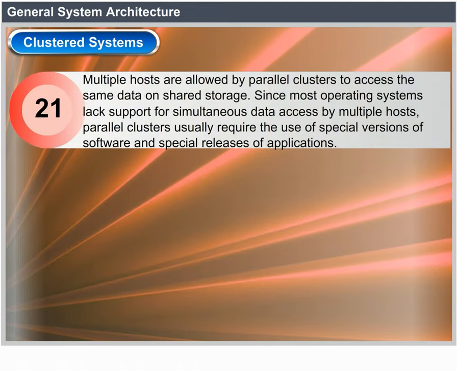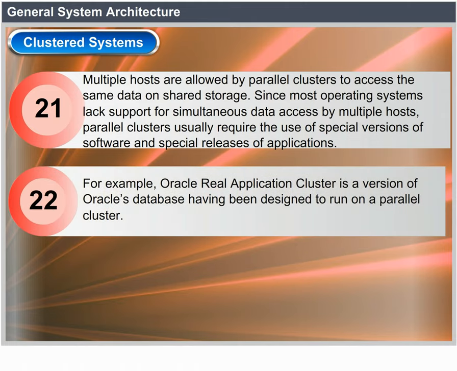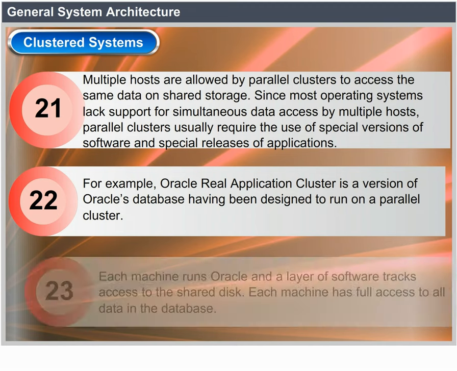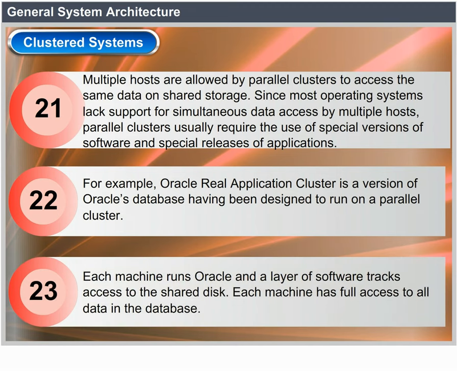Parallel clusters allow multiple hosts to access the same data on shared storage because most operating systems lack support for simultaneous data access by multiple hosts. Parallel clusters usually require the use of special versions of software and special releases of applications. For example, Oracle Real Application Cluster is a version of Oracle's database that has been designed to run on a parallel cluster. Each machine runs Oracle, and a layer of software tracks access to the shared disk. Each machine has full access to all data in the database.